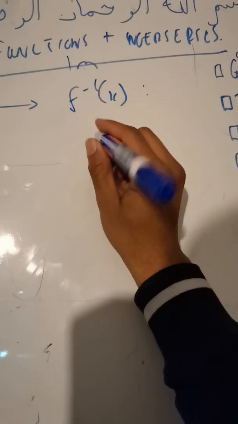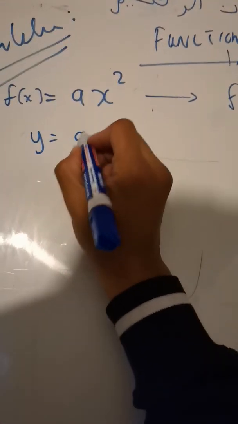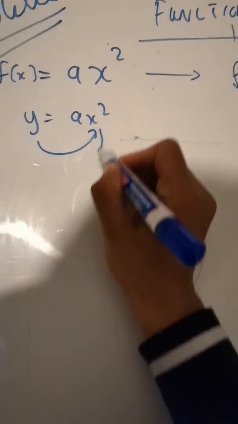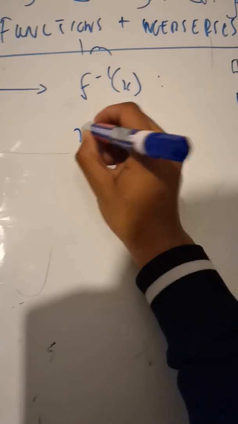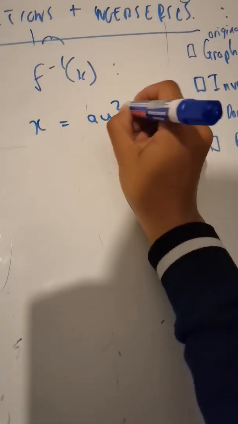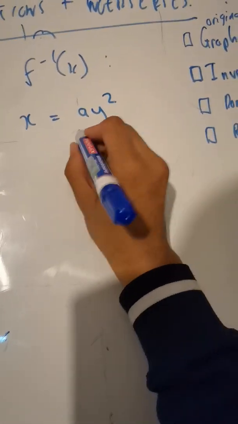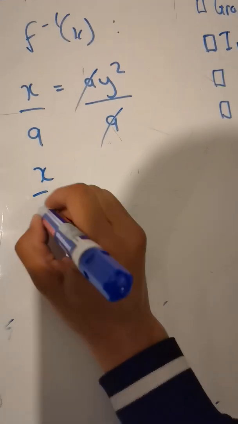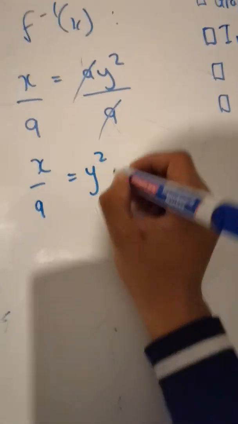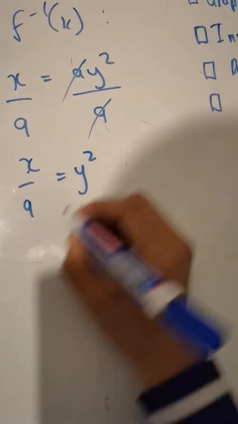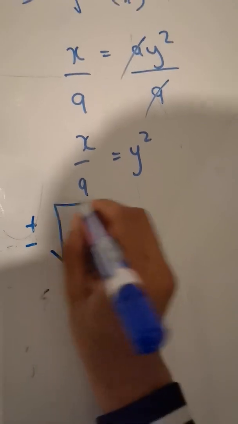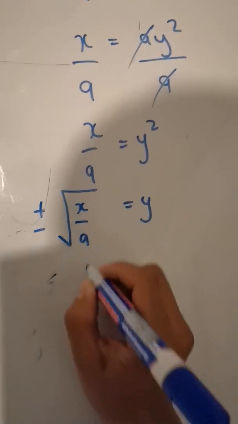All that you're going to do is that the original graph is y is equal to ax squared. Wherever you see, you just switch around the x and the y. So then you're going to get x is equal to ay squared. And now we're going to solve for y. So you divide by a, you're going to get rid of that a. So x over a is equal to y squared. You want to get rid of the y squared. So therefore, y is equal to plus minus the square root of x over a.